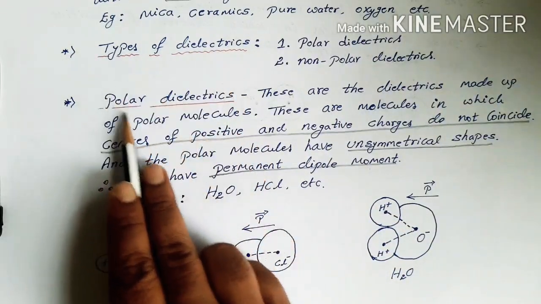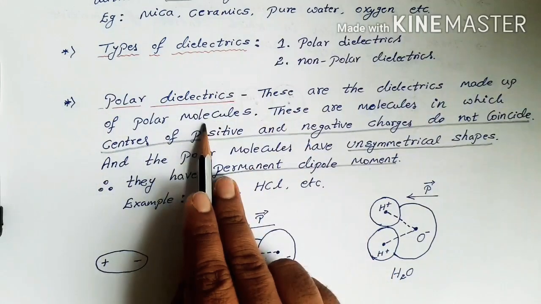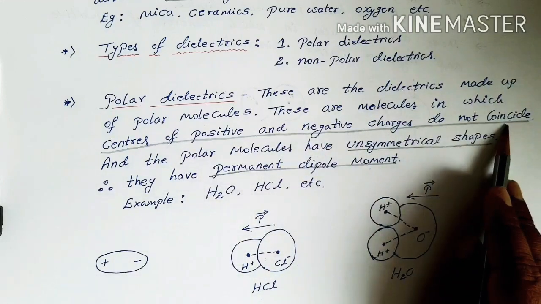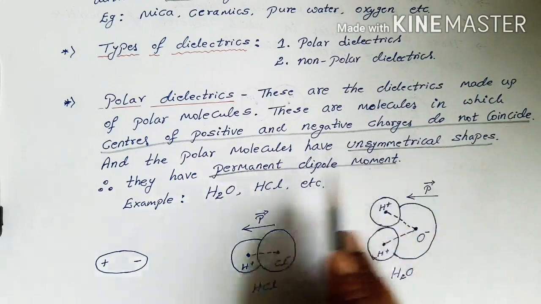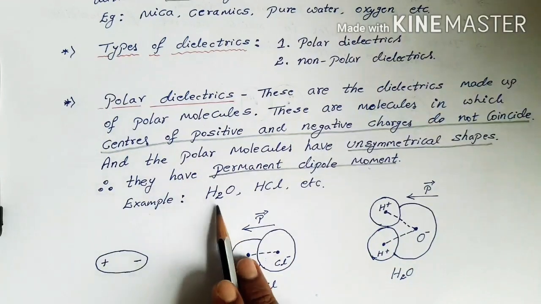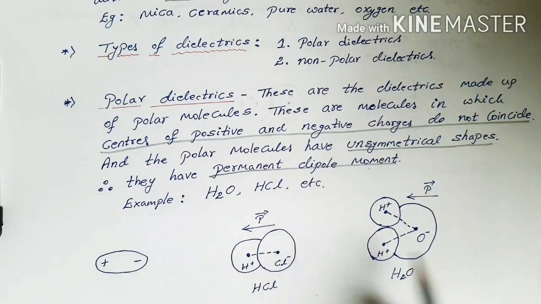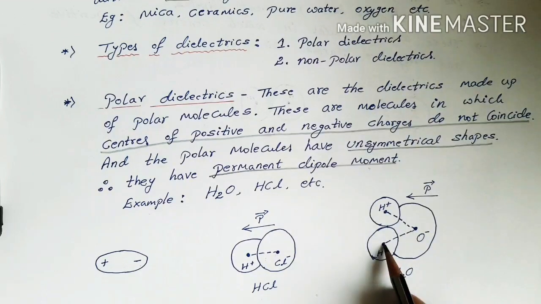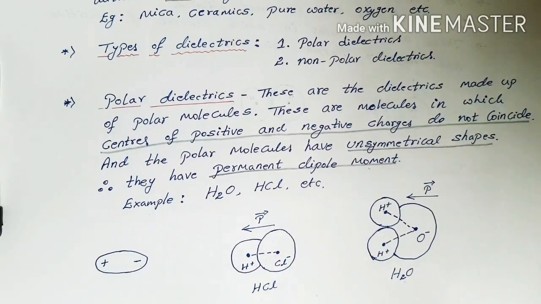A polar dielectric is made up of polar molecules, whose centers of positive and negative charge do not coincide, which are in unsymmetrical shape, and which have a permanent dipole moment. Remember these points, very, very important. Examples of polar dielectric materials are H2O, HCl, etc. The first diagram shows positive and negative charges separated by some distance; they do not coincide. Even in H2O you can see there is a dipole moment.